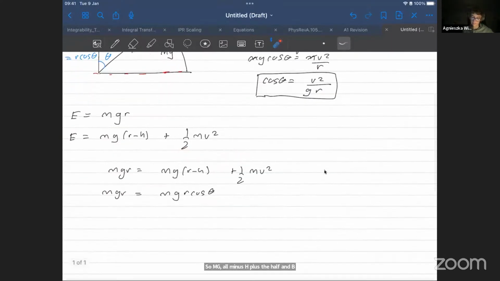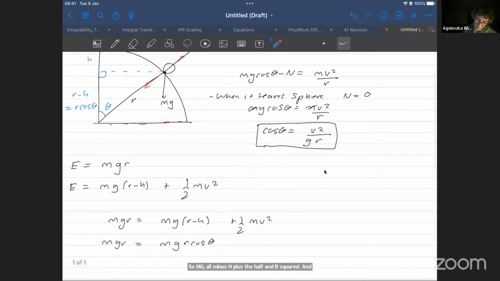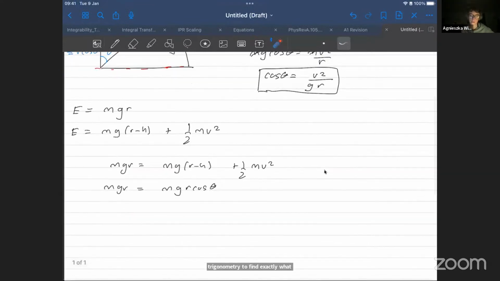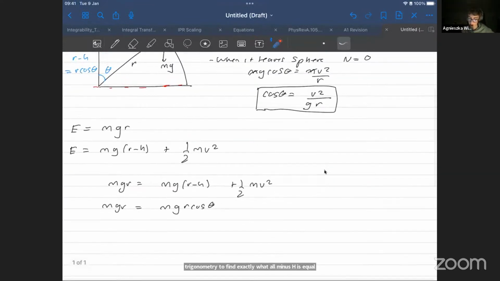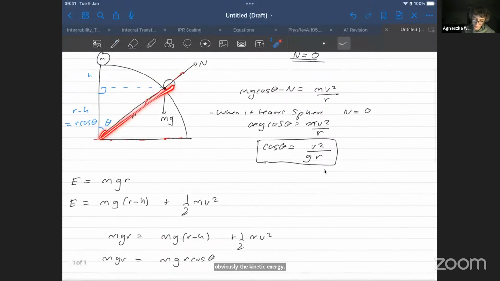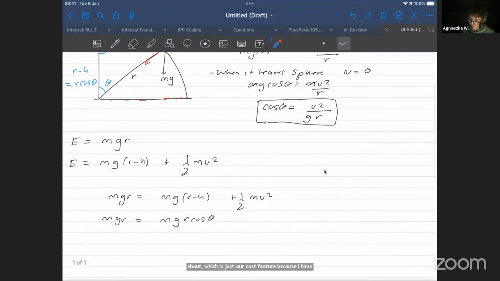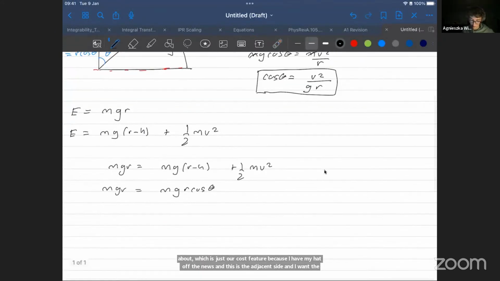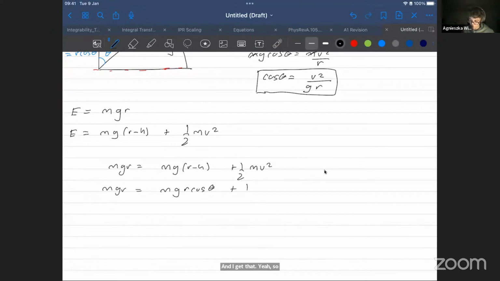And right now, what I said here is I can just use trigonometry to find exactly what r minus h is equal to, because I don't know what h is and I want my formula in terms of stuff that I know. So I just get mg(r minus h) here, plus obviously the kinetic energy. And then I plug in the trigonometry that I was talking about, which is just r cos theta, because I have my hypotenuse and this is the adjacent side and I want the adjacent side. And I get this sort of equation.